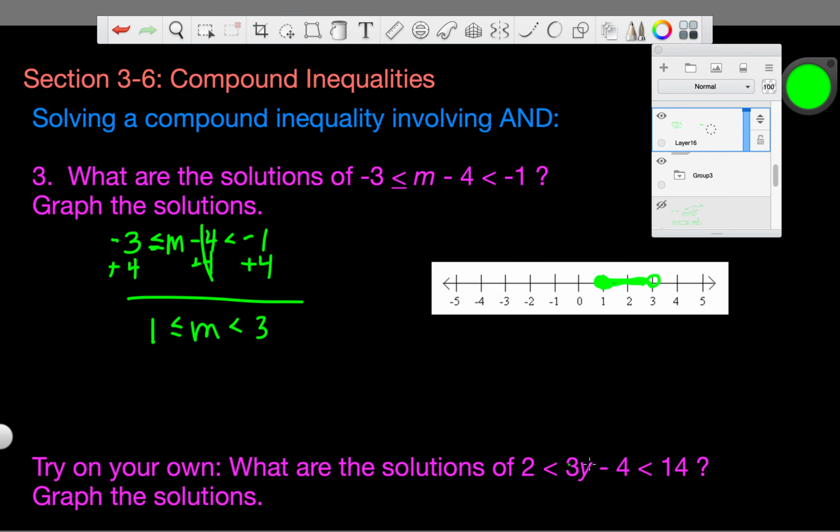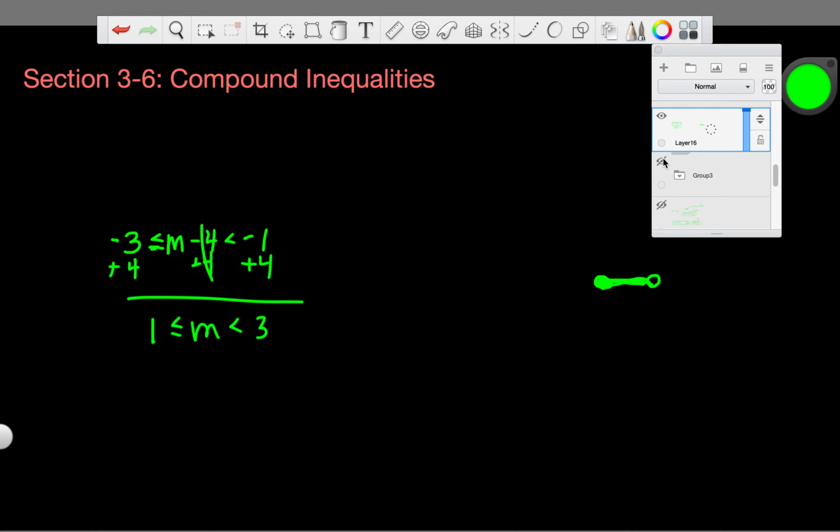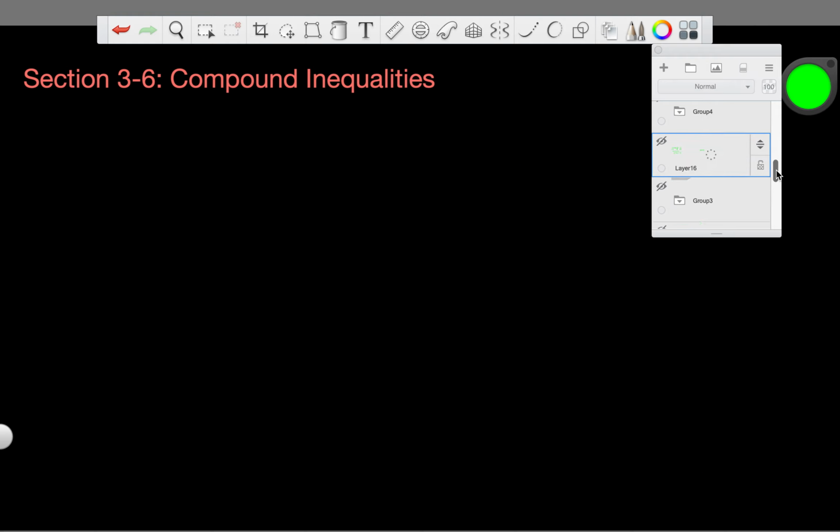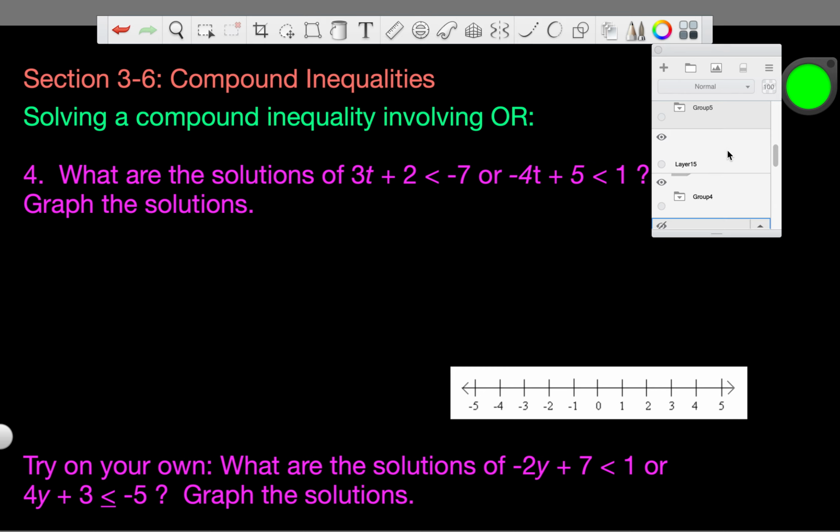So I want you to try this next one. So there's going to be 2 steps to get this y alone. You're going to add 4 first, then you're going to divide everything by 3, and you'll have your compound inequality and you'll be ready to graph it. Okay, let's do a different color because I'm sick of that one.